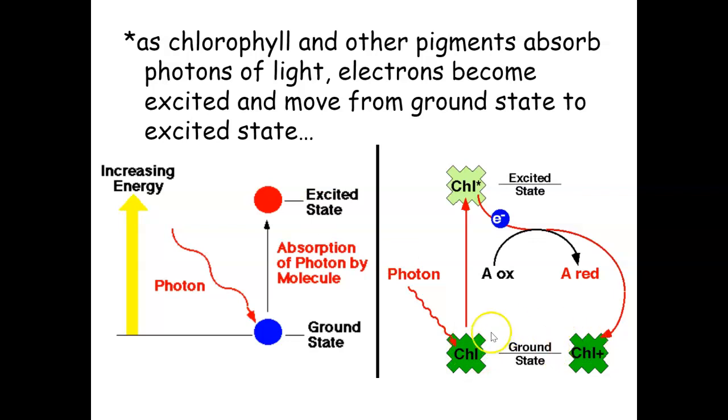Here just shows you the same kind of image, however, where those ground state electrons are going to be is going to be in chlorophyll A. So we're going to talk more about that. This just kind of associates the electrons with the pigments.